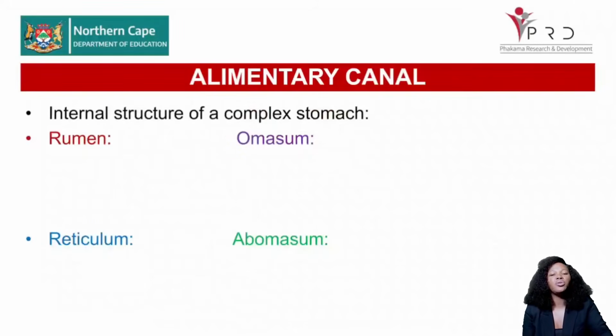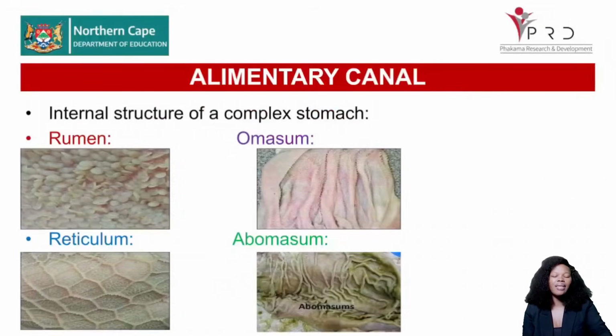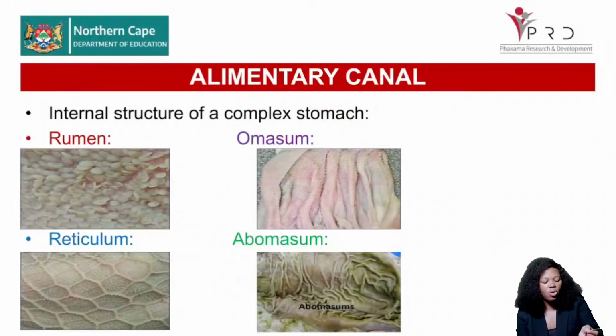Now, let us quickly look at the internal structure of a complex stomach. Remember, I've already indicated that the complex stomach is divided into four: rumen, reticulum, omasum, as well as the abomasum. So these are the internal structures. This is how these structures look like.